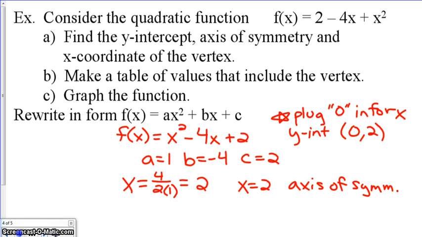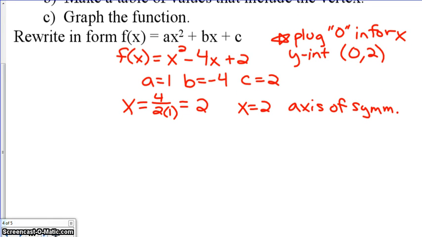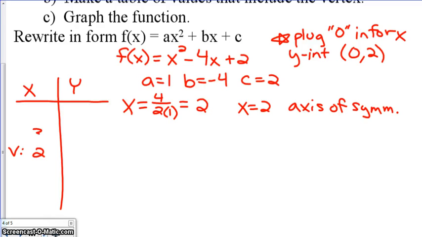Now we can make a table of values. Because x equals 2 is the x-coordinate of our vertex, we know what our middle value in our t-table should be. So when we make our t-table, in the middle we put our x-coordinate of the vertex, so that's 2. I would pick 2 values greater than and 2 values less than that, so 3 and 4 for x, 1 and 0 as well. We now substitute all of these x values back into our function to solve for y.